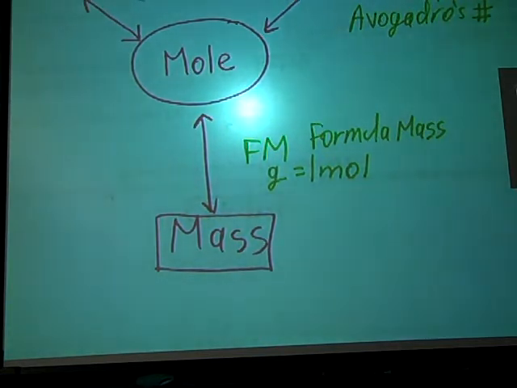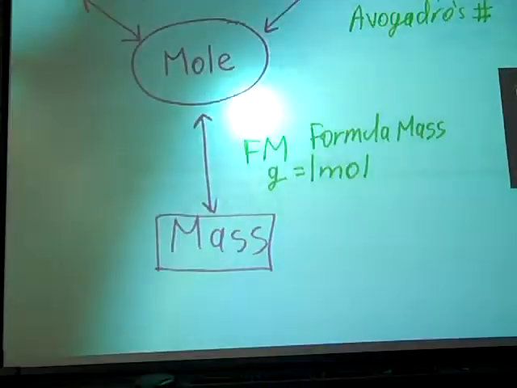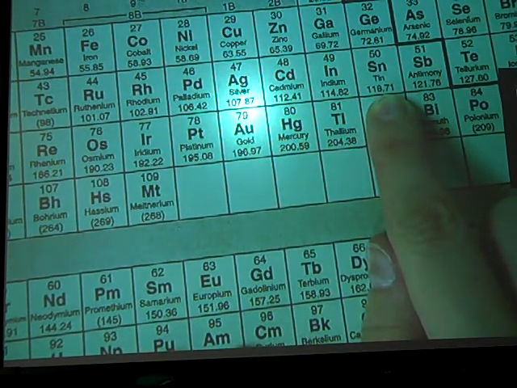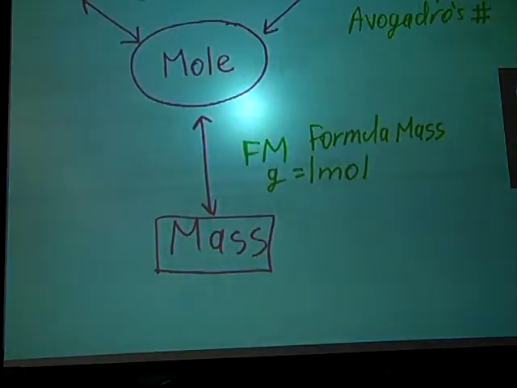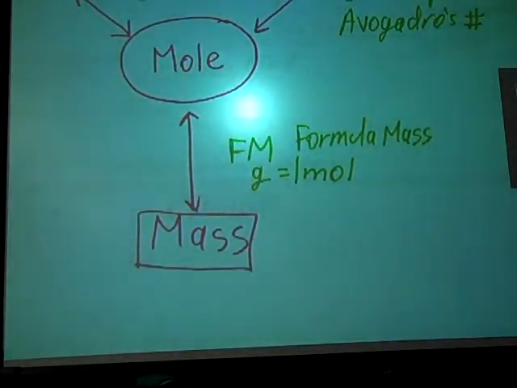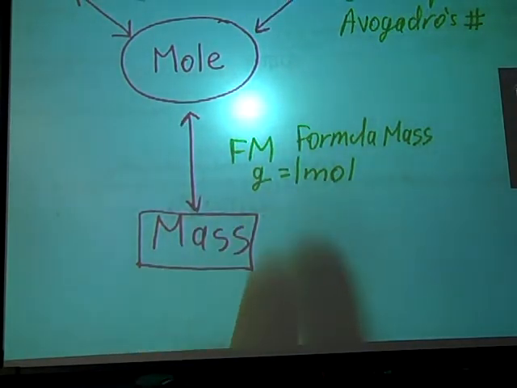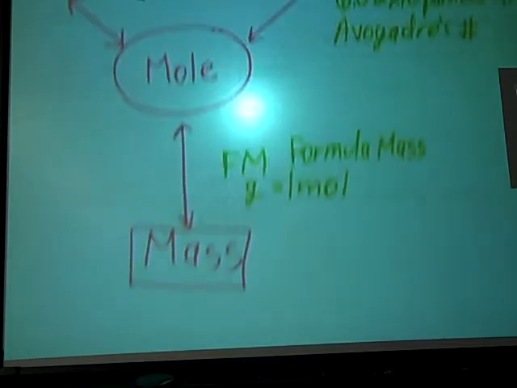If I were talking about tin, if I had 1 atom of tin, it would weigh 118.71 AMUs, in case you don't believe me. If I had 1 mole of tin, it would weigh 118.71 grams. So if you had a compound, add them all together, that's how you get the formula mass. So your formula mass is the mass of 1 mole of your substance.